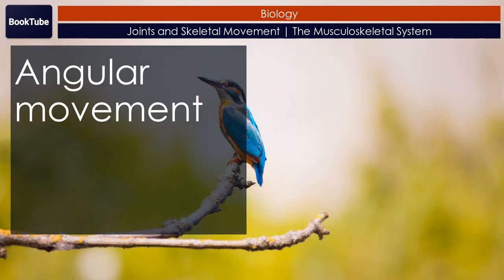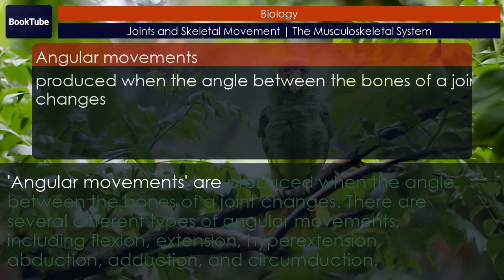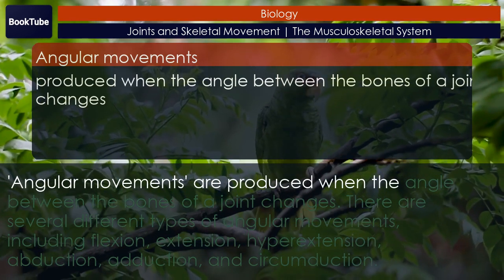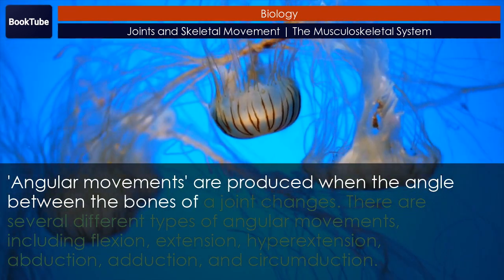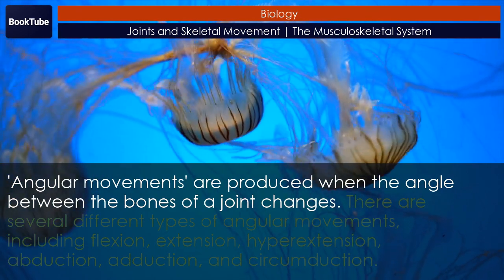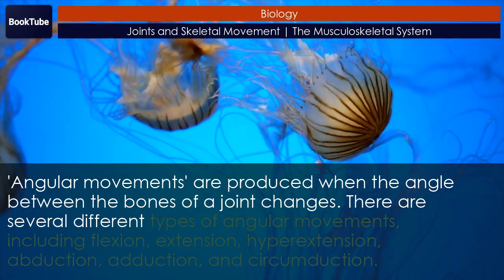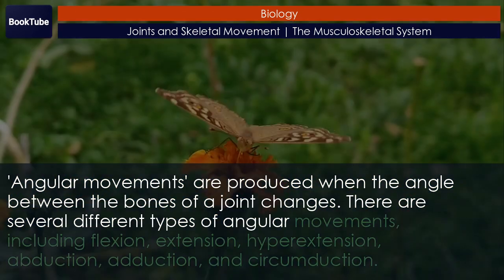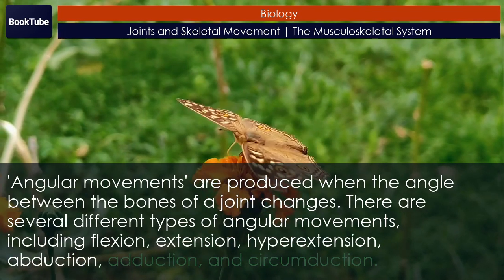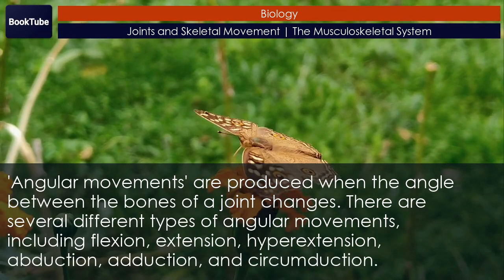Angular movement. Angular movements are produced when the angle between the bones of a joint changes. There are several different types of angular movements, including flexion, extension, hyperextension, abduction, adduction, and circumduction.